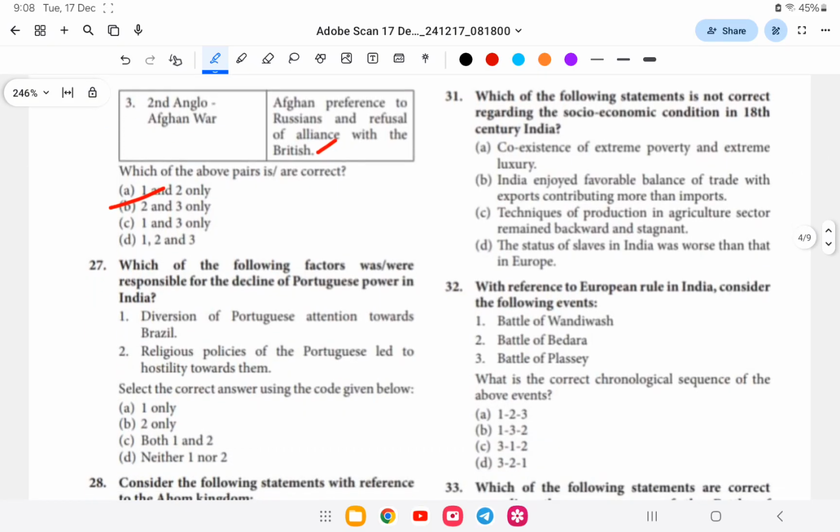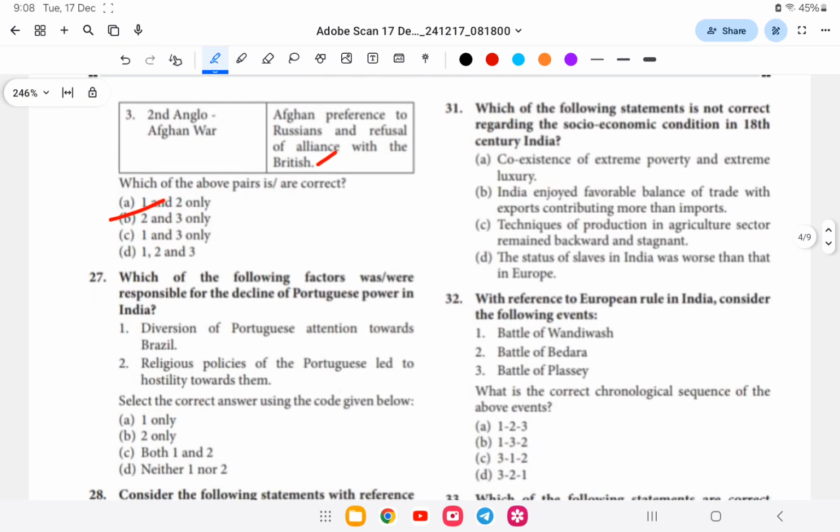Question number 27. Which of the following factors was responsible for the decline of Portuguese power in India? First of all, number 1, diversion of Portuguese attention towards Brazil. And number 2, religious policies of the Portuguese led to hostility towards them. First of all, number 1, the Portuguese started focusing on another country instead of India, that is Brazil.